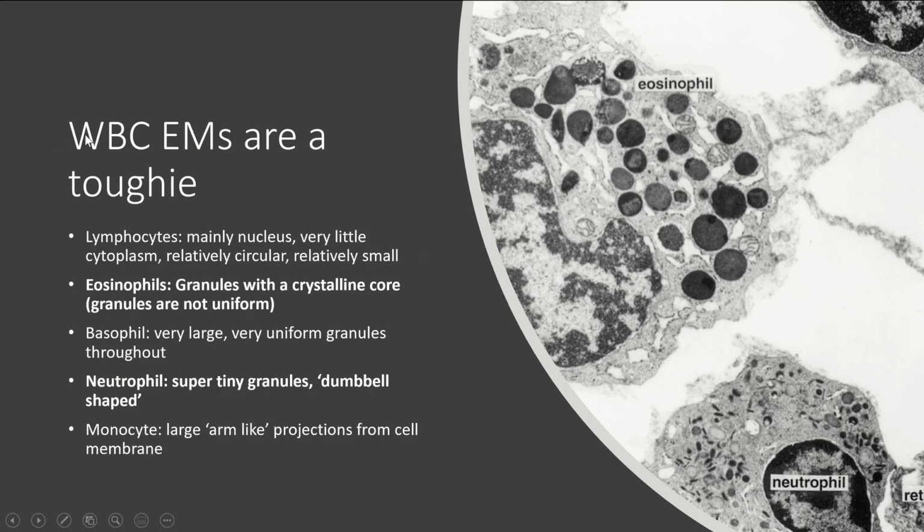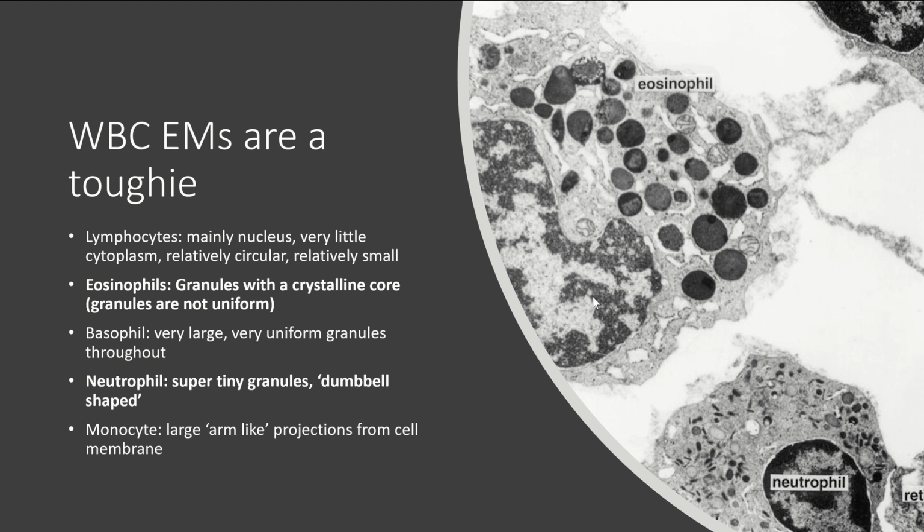Okay, so now we're going to go over EMs of these white blood cells. And they can be very tricky. So I know when I took this class, I did not know how to tell the difference between all the different white blood cells. I just kind of guessed. And that's because nobody taught me how to tell the difference. So we're going to kind of go over that. And hopefully once you guys learn these little tricks, you'll realize it's actually not that bad and you don't really just have to guess. You can actually figure it out.